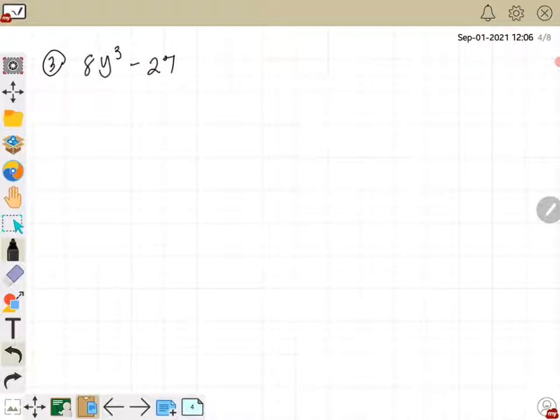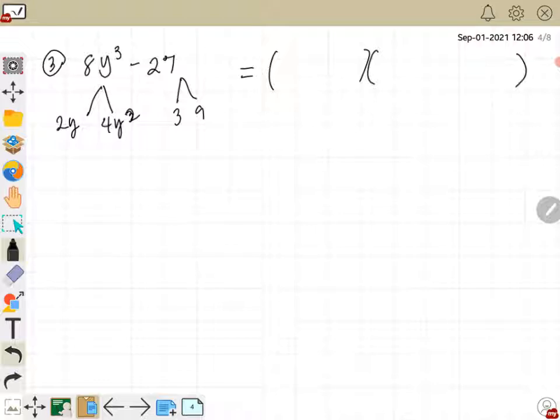Number 3, we have here 2y and 4y squared, and 27 is 3 and 9. So we simply write 2y and 3, then 4y squared and positive 9 there. Our problem is in the middle term.